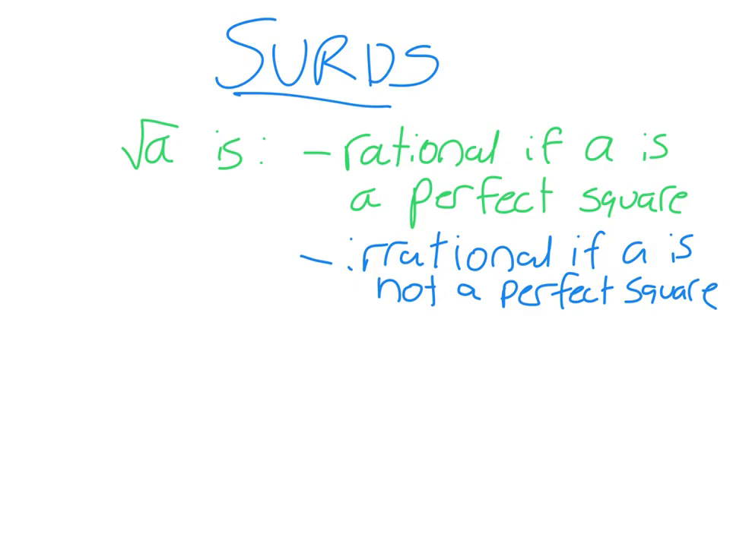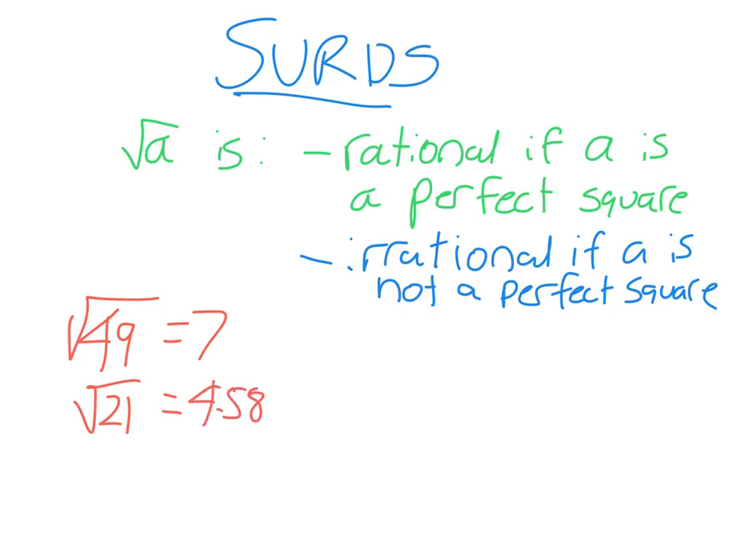So, stating that a bit more formally, the square root of a is rational if a is a perfect square, but irrational if a is not. So the square root of, say, 49 is just 7. So that is rational because 49 is a perfect square. The square root of, say, 21, without even knowing what it is, I can tell you it's irrational because 21 is not a perfect square. If you put that on your calculator, you'll see that it's 4.5825 and keeps going. So it fits our definition of irrational. It can't be written as a terminating decimal or a recurring decimal.